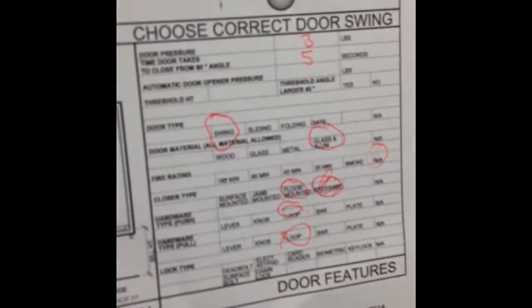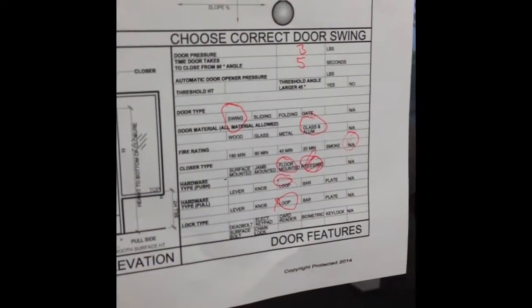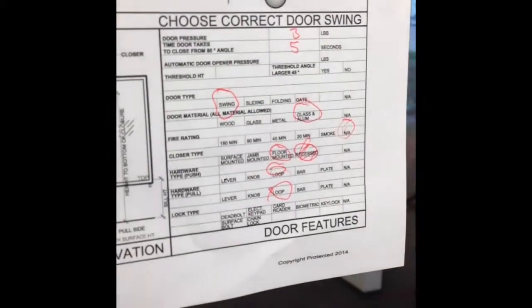The lock type is a key lock, as you can see here. And that's the information that we're looking for you to fill out on the door features.